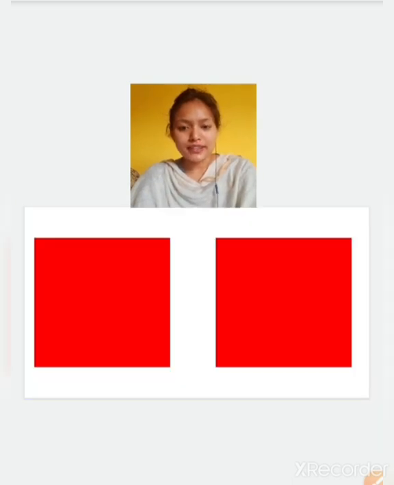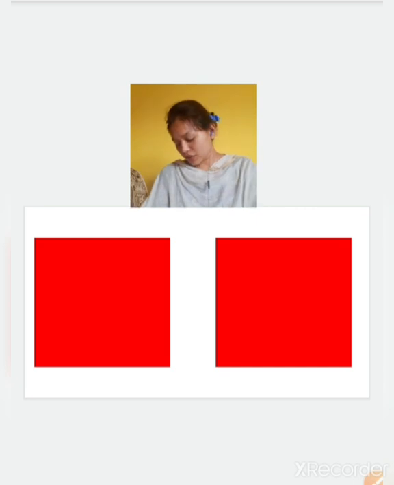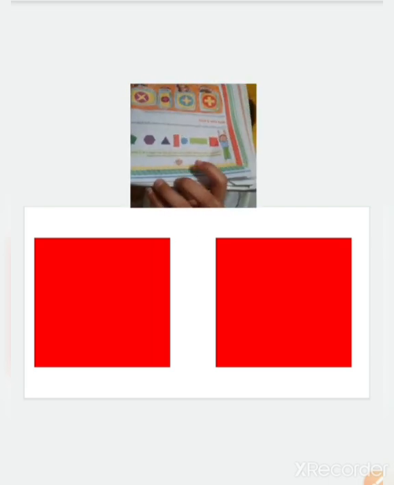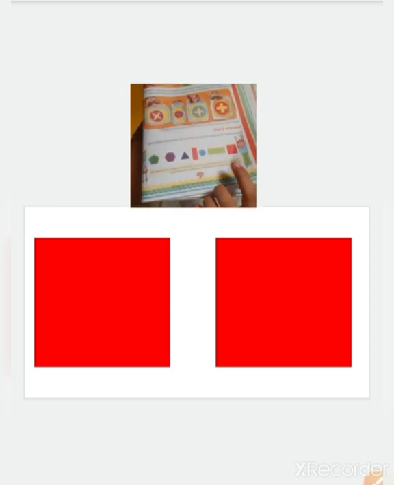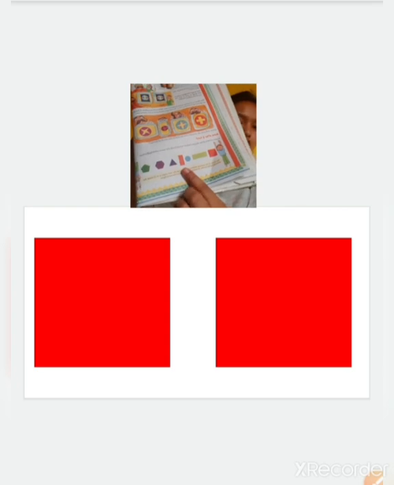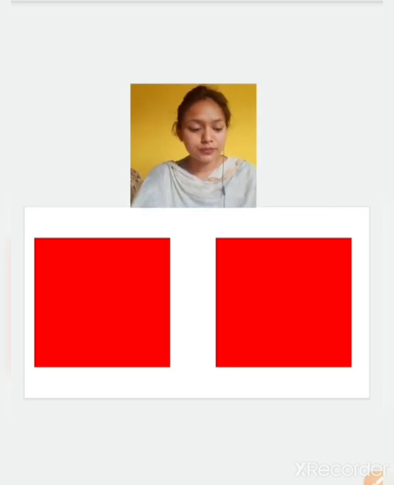Now let's see some more figures. We have to tell whether these figures are showing rotational symmetry or not. This is in your book, page number 78. You can see it is on page number 78. You have to tell whether these figures are the same after a half turn or not. So we will do them one by one. The first one is the square, as you can see in your NCERT book, page number 78.